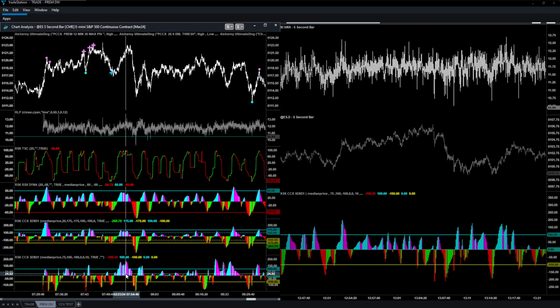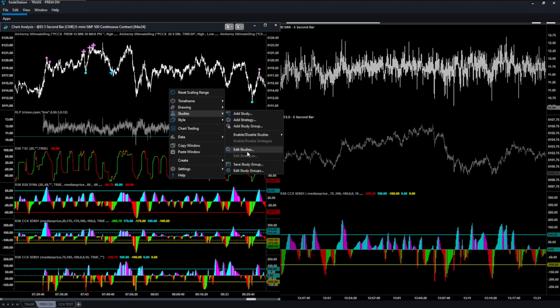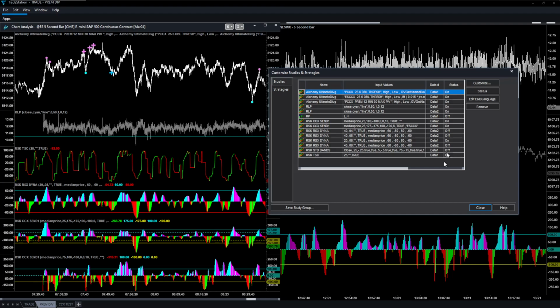Now, in addition to all of that, we have 3 ultimate divergence indicators in the workspace. The ES CCX, this one here, plots in real time. And that's why you have these signals on the screen. It plots in real time.